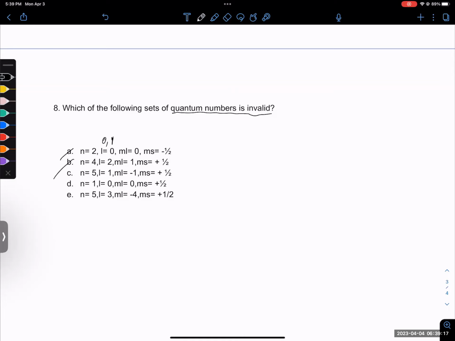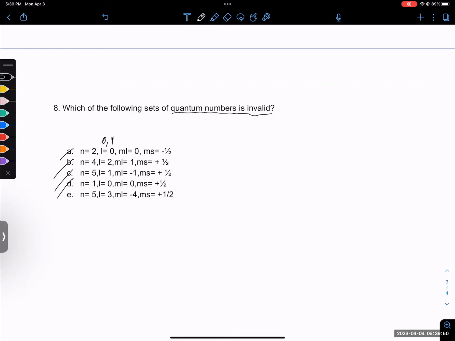Then same deal here, n equals 5, sounds good. L, let's see, well, it's from 0 to 4, 1's in between that, so we're good there. M sub L, it's from -1, 0, or 1, it's good there. M sub S +1/2, cool. N equals 1, that's the bare minimum it can be. L is 0, it's also pretty good to me. M sub L, the only other value it can be is 0, and M sub S is +1/2, sounds good to me.